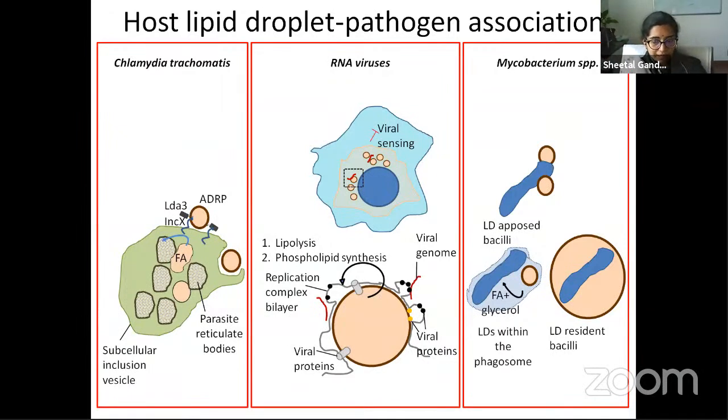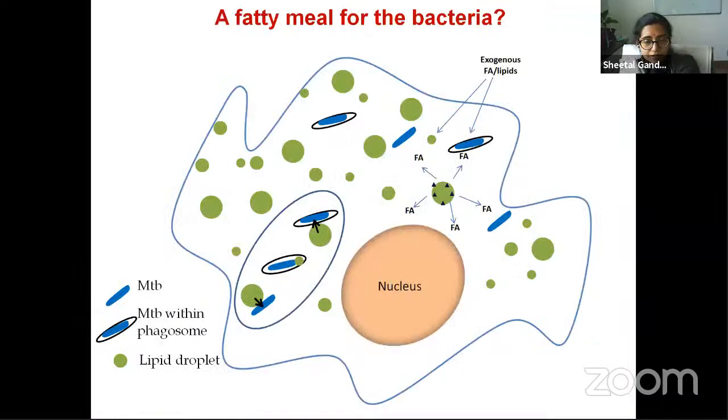Now, coming back to Mycobacterium species. As I mentioned, in the case of Mycobacteria, the association between lipid droplets and bacteria has been found in many different instances. And we are yet to figure out how this association is maintained or how this association is built. So the questions that we were interested in asking is, first of all, do lipid droplets actually serve as a reservoir of fatty acids that the bacteria can use? And if they do, which can happen across many different instances, like I mentioned, with and without membrane compartmentalization, how does this take place?